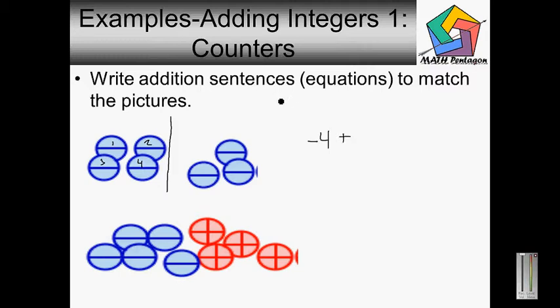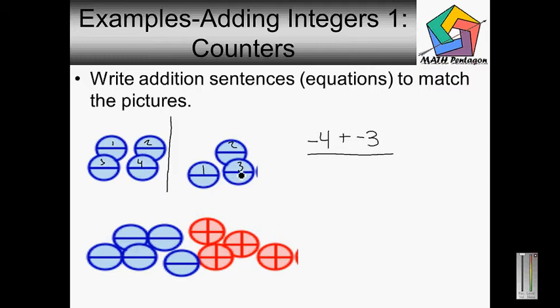plus, since we're writing addition sentences, on the right side we have 1, 2, 3. So we have 3 negative circles on the right side. So that would be -3. So we have -4 plus -3. So this is the final answer. That's how you would write an addition equation to match the picture right here.